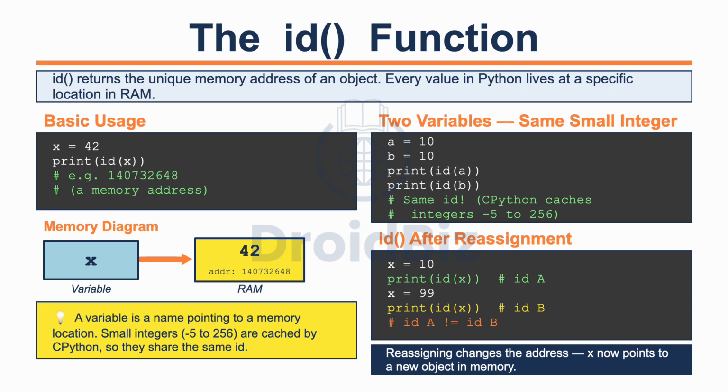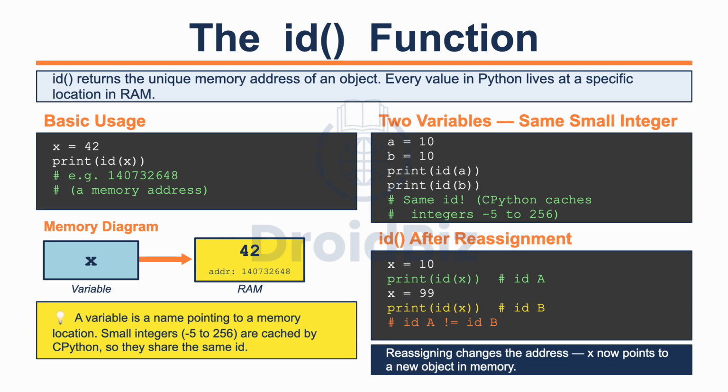Now here is something interesting. What happens when two variables hold the same small value? Write a = 10 and b = 10. Then print the id of a and the id of b. You will see the same id for both. This is because Python caches small integers to save memory. For integers between -5 and 256, Python reuses the same object in memory rather than creating two separate copies. Both a and b point to the same memory location. This is a feature specific to CPython, which is the standard Python interpreter.